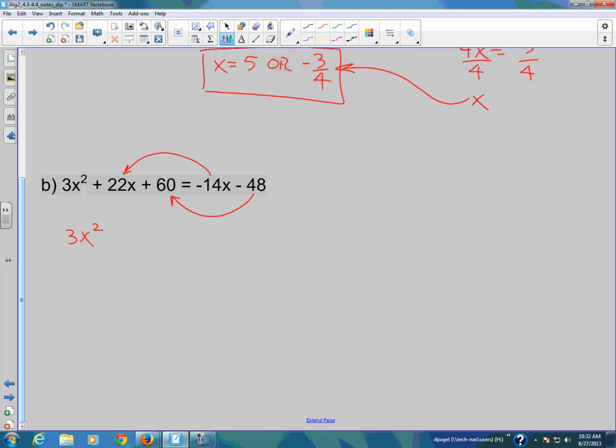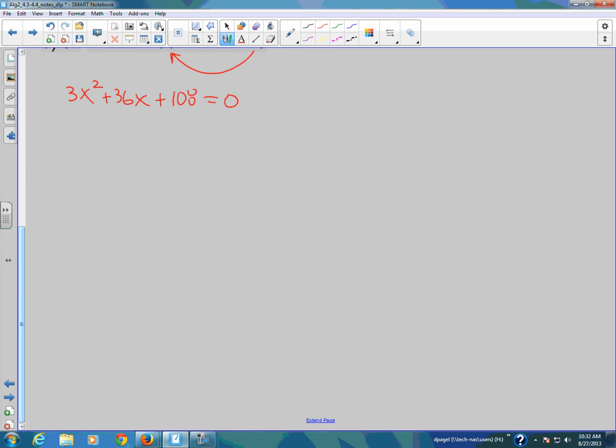So 22 plus 14 is 36 x's. 60 plus 48 is 108. And now this equals 0. I look for my GCF. Those are all divisible by 3. So I pull out the GCF. And then once again, that 3 hangs out. I recognize this is actually a perfect square trinomial, so I end up with that.